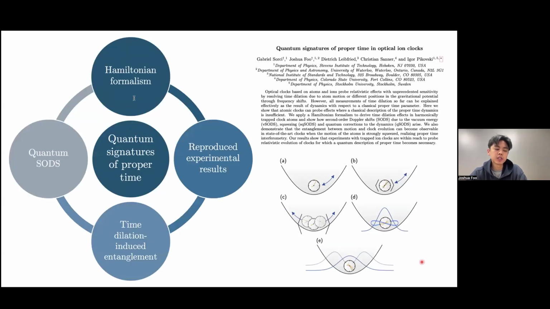So in summary, we showed how experiments with harmonically confined clock atoms can probe quantum features of relativistic proper time dynamics, which have so far not been observed. We used a Hamiltonian formalism of composite systems as a description of this time evolution that incorporates these relativistic effects. We showed that we can reproduce known results in the literature from this formalism. We showed also that time dilation-induced entanglement and this new quantum second-order Doppler shift can be observed in principle, the latter a bit further away from experiments than the former.